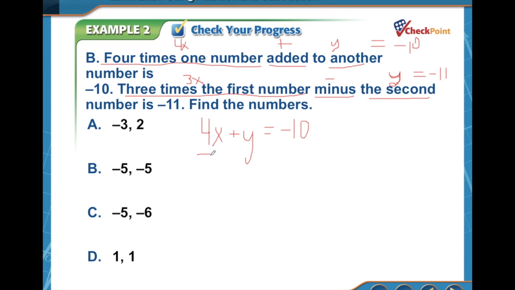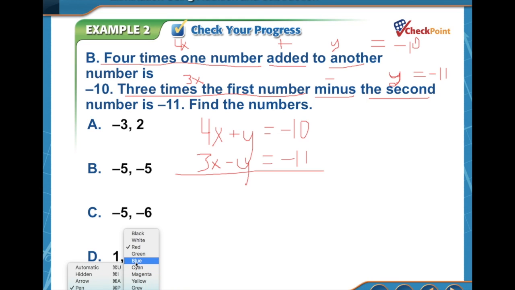And also we have 3x minus y equals negative 11. Great. So if this is true, now we need to think about, first, is everything in line? X's, Y's, constants. Okay, that's good. Now, if everything's in line, we can add or subtract these things straight down.